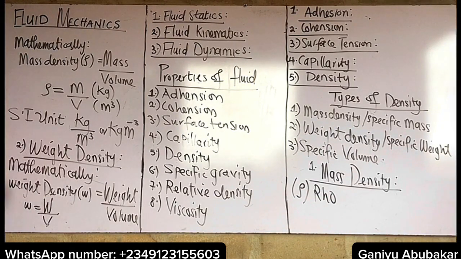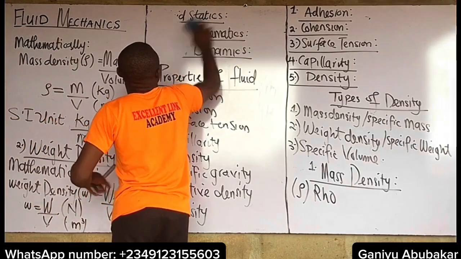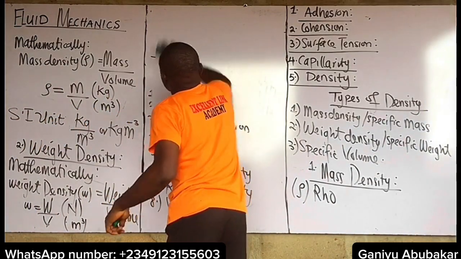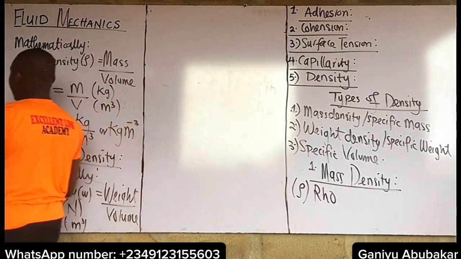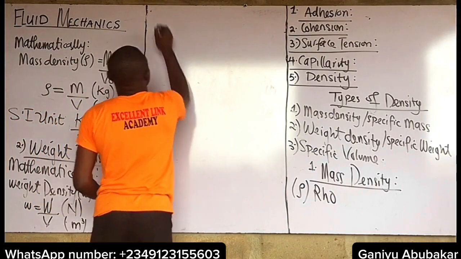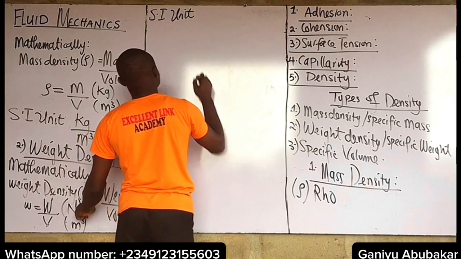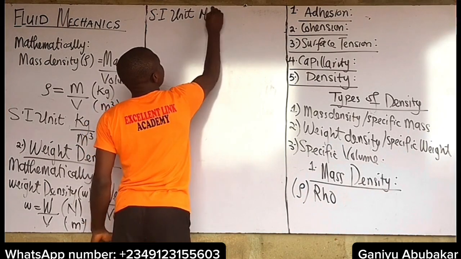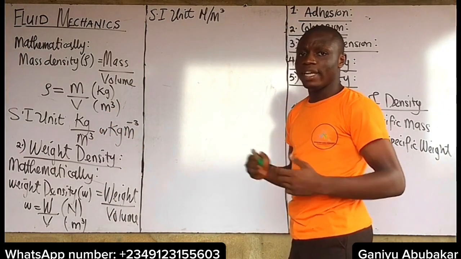Let's get the SI unit. Of course, weight is measured in Newton, volume in meter cube. So the SI unit for weight density is the Newton per meter cube. Please take note of this SI unit, very very important. I'm taking my time to analyze this SI unit, please. So the SI unit for weight density is simply the Newton per meter cube.